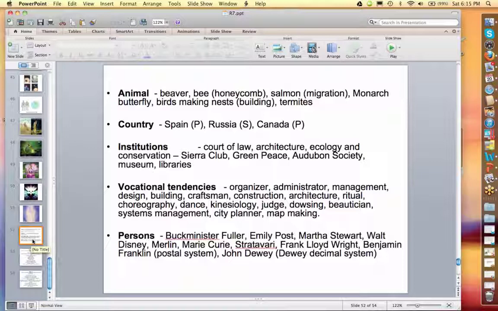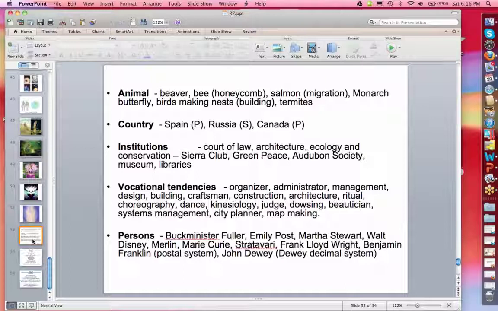Okay, we have here as one of its animals the beaver, which builds; the bee makes the honeycomb; the salmon we've talked about; the monarch butterfly; the idea of birds making nests; termites. The country is Spain, and soul for Russia. That's why Russia has brought us the bending of spoons, and a lot of spiritualism has come from Russia. Canada, its personality. I had the pleasure of being in Spain a number of years ago, and I couldn't get over how clean, if I may use that word, the bathrooms were, how absolutely the ceramic tiles just shone with cleanliness and orderliness. I was very impressed with Spain from that perspective.